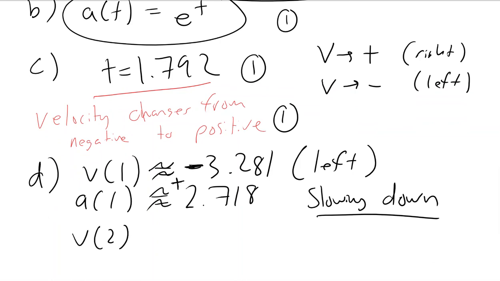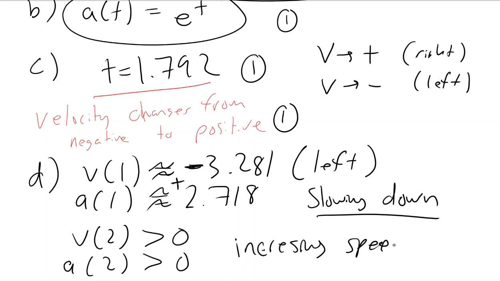For t equals 2, same thing, but plug in 2. This guy is positive. This guy is positive. And when they have the same sign, it means it's going to the right, and he's going faster to the right. So increasing. Signs are the same, it's increasing. Signs are different, it's decreasing, it's slowing down. Because you've got to take into account direction too.